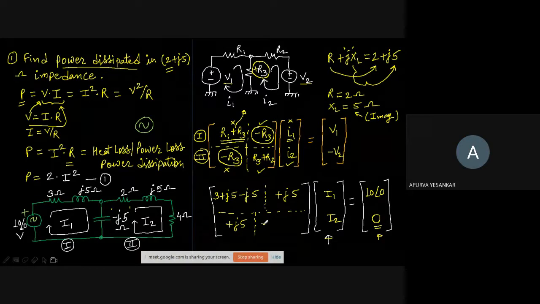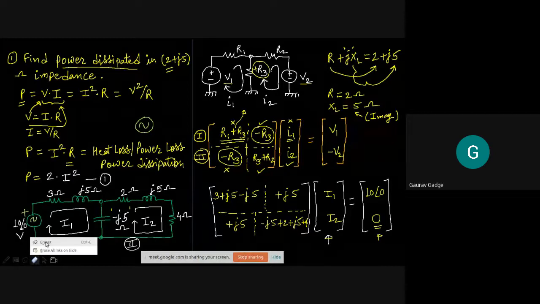6 plus J5 minus J5. Okay. So I just write J5 first. So minus J5 plus 2 plus J5 plus 4. So all the terms that are present here, that we have to write down.